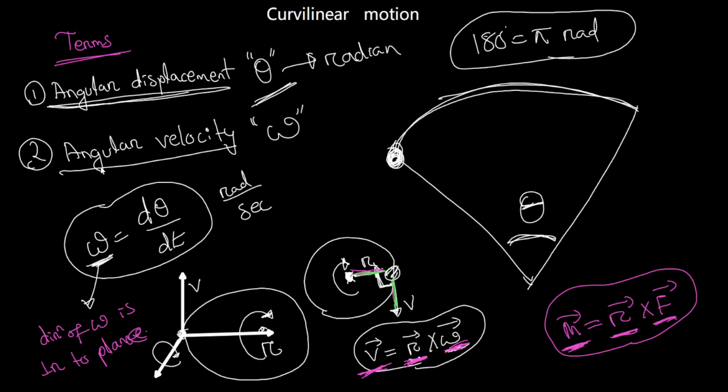So this is the angular velocity. If you talk about the average angular velocity, that will be nothing but the total change in angular displacement divided by the total time taken. That is nothing but average angular velocity. Average means the total divided by the total time taken, okay.